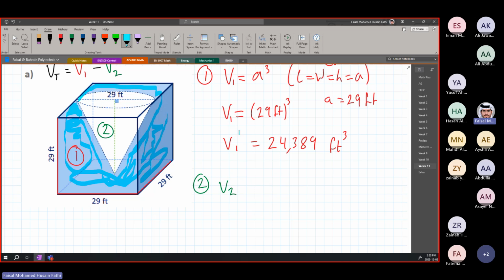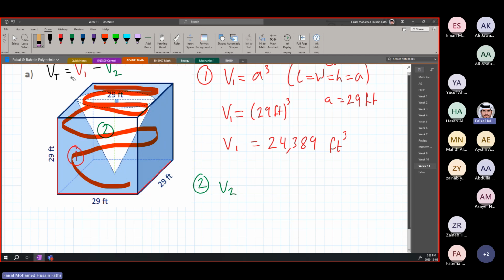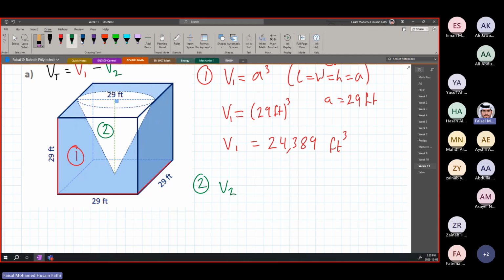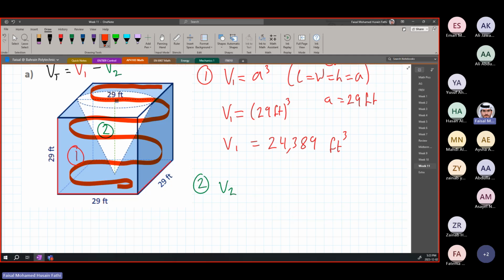So how do we do that? What did we do with the red? We found the entire complete area of the cube. That's what the red did. Let me remove this blue. Let me remove this red. So what are we doing? We are finding the entire volume of the entire cube. Okay? The entire volume of the entire cube.